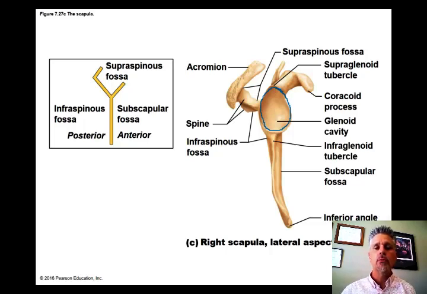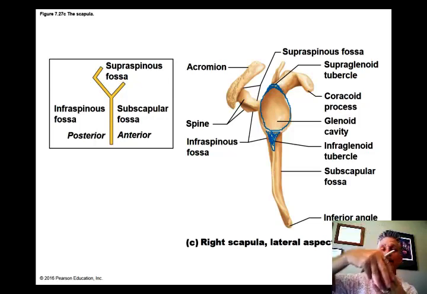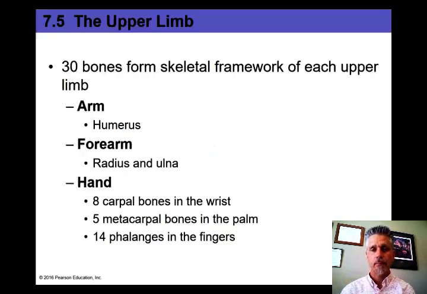Sometimes also you will find that you'll have to identify the supraglenoid tubercle, this little bump on top, and the infraglenoid tubercle, this little bump on the bottom. Why do we need to know bumps as projections? Oftentimes tendons come down and attach to them. You're going to see that when we get to the muscular system.